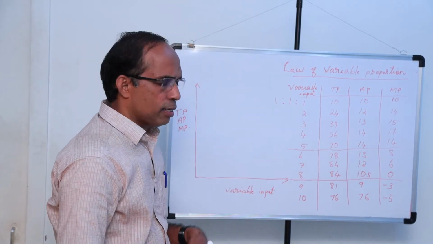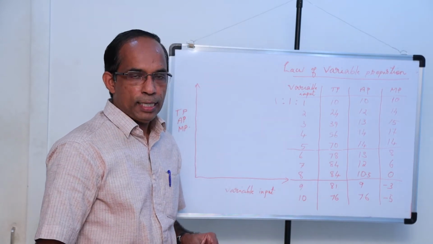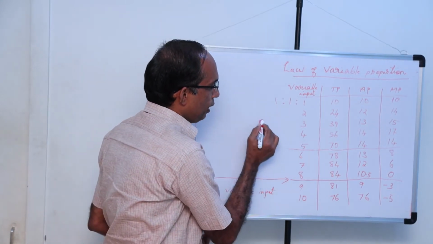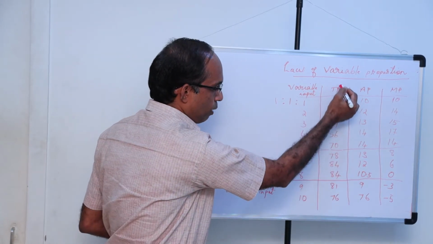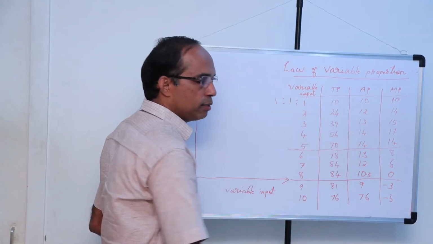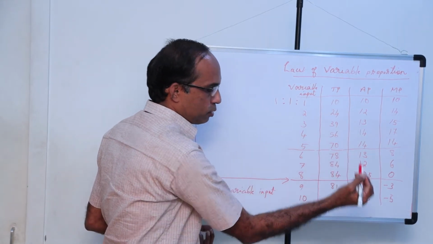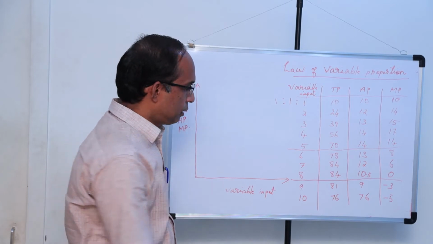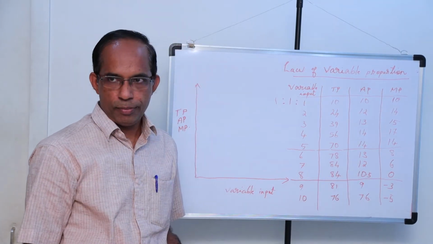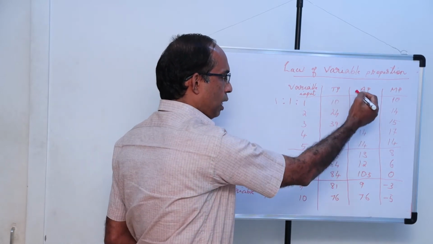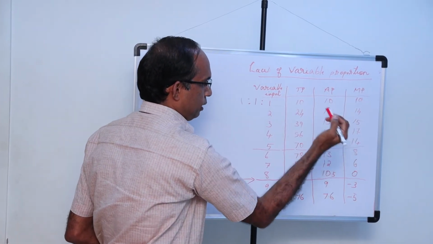And we can have three stages of the law of variable proportion. The first stage is called increasing returns to a factor. That means total product increases at an increasing rate. And the second stage is diminishing returns to a factor. And the third stage is negative returns to a factor. And let us see what happens to AP and marginal product in the first stage.